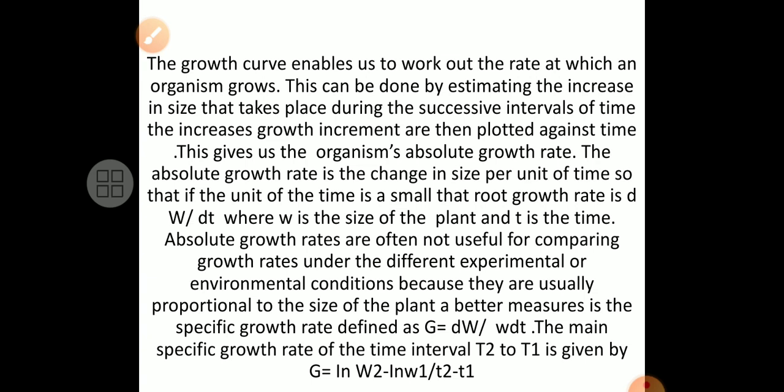A better measure is the specific growth rate, defined as G is equal to (1/W) dW/dt, that is dW divided by W dt. The mean specific growth rate over the time interval T1 to T2 is given by G is equal to ln W2 minus ln W1 divided by T2 minus T1.